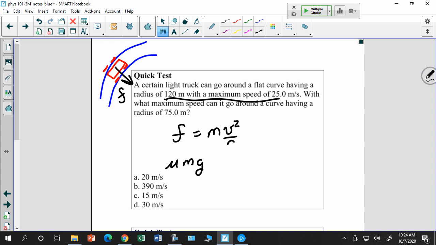Just to remind you what I did there: frictional force I know is mu times the normal force, but because this object is on a flat surface, the normal force is equal to the weight. And so I just write that as mu times m times g. And then this is equal to mv squared over r. So one thing happens here that's curious is that the mass cancels out.